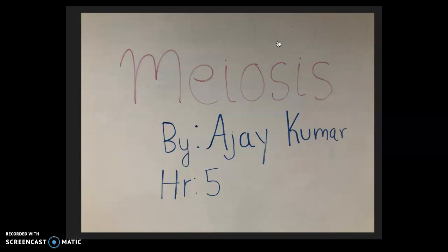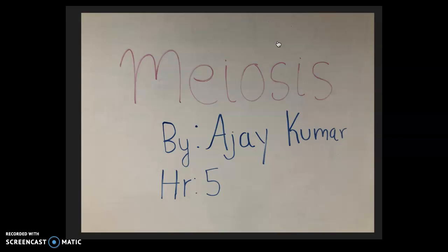I'm in Ms. Gentry's 5th hour biology, and I will be explaining the process of meiosis, which is a type of cell division that results in four daughter cells, each with half the number of chromosomes of the parent cell. Meiosis takes place in germ cells and consists of two parts, meiosis 1 and meiosis 2.